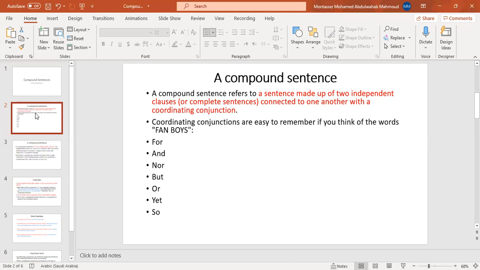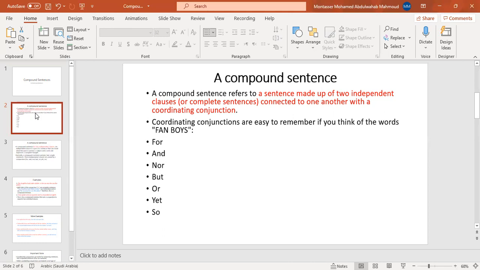These two simple sentences are connected to one another. How are they connected? They are connected with a coordinating conjunction. Maybe some of you have no idea about coordinating conjunctions. Coordinating conjunctions are very easy to remember.